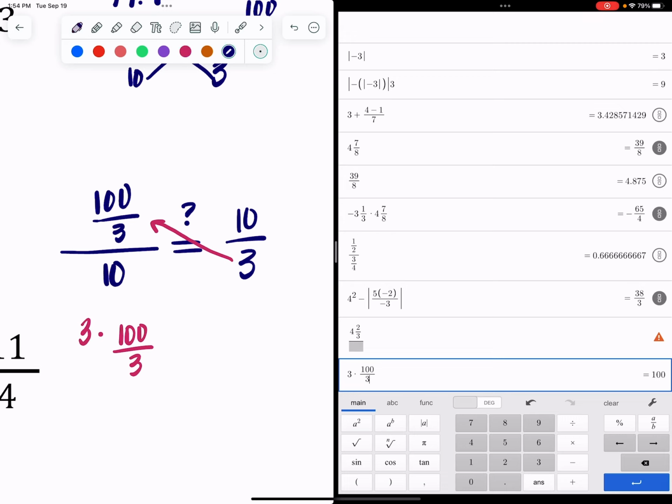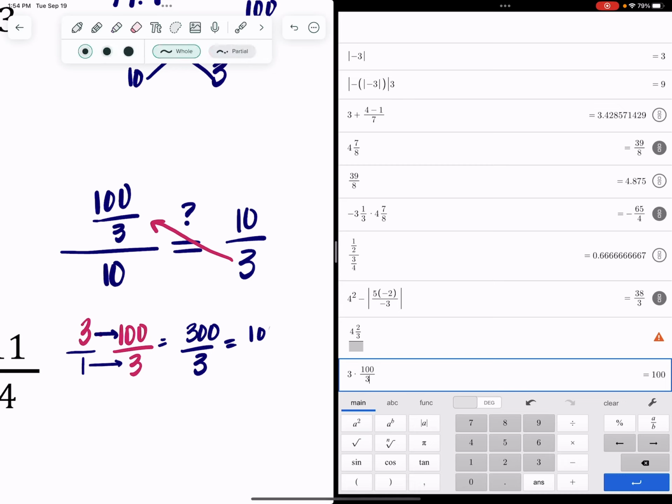Well, here's what's really going on. If I want to multiply fractions, I'm going to put that first 3 over 1 so that we have 2 fractions to multiply. And I'm going to multiply straight across. That gives me 300 divided by 3. And even without a calculator, I know that's going to be 100. That's why Desmos gives you a 100 when you plug that in.